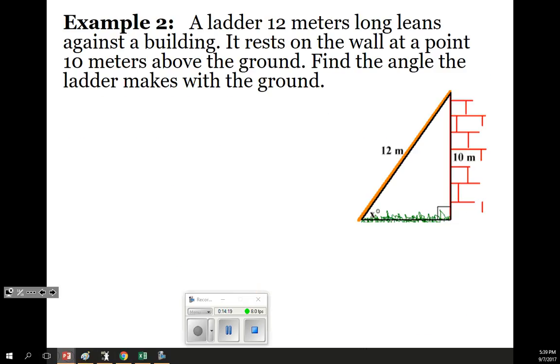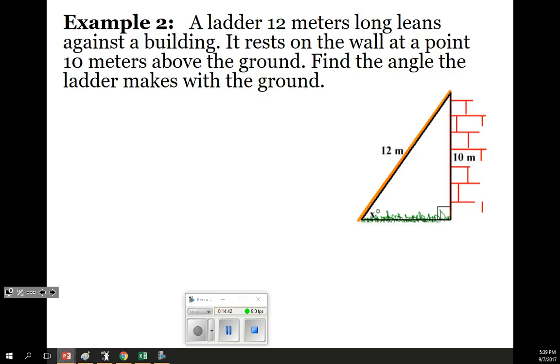So let's do some examples here. Now, we have this nice little picture already drawn for us. It tells us that the ladder itself is 20 meters long. You can see it's already labeled. It's leaning up against the building. It's going to rest on a wall that is 10 meters tall, or 10 meters above the ground. We want to know the angle that the ladder makes with the ground.